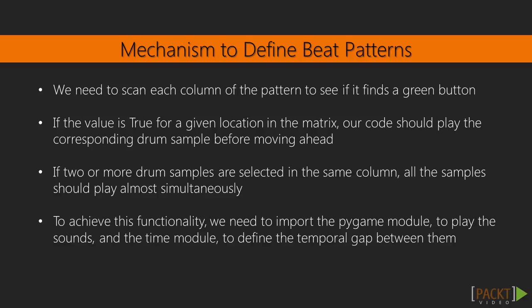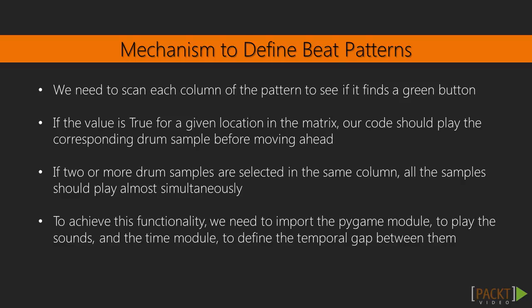In many ways, this is the core of our program. Let us first understand the functionality that we want to achieve here. Once the user has loaded one or more drum samples and has defined a beat pattern using the toggle buttons, we need to scan each column of the pattern to see if it finds a green button, a true value in our data structure. If the value is true for a given location in the matrix, our code should play the corresponding drum sample before moving ahead.